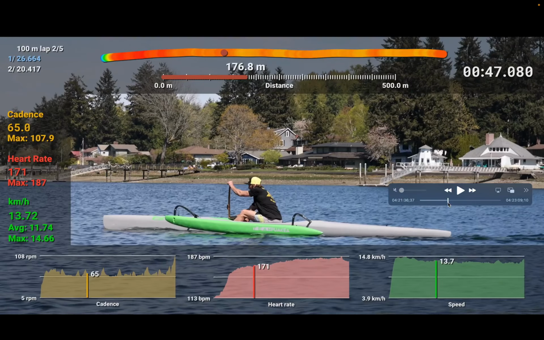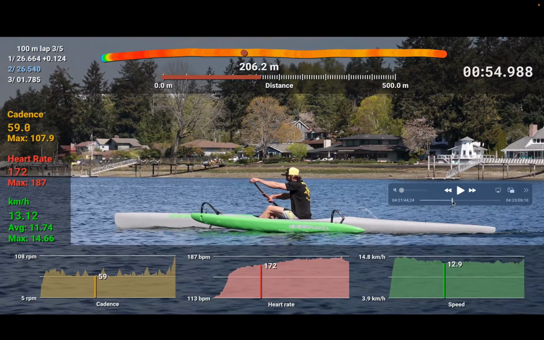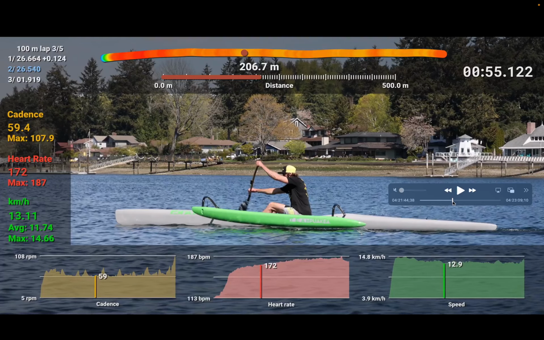something like maybe a 60 average stroke rate, could you have an average speed that's higher? Because then you drop down after that burst to like a 57, maybe because you're tired from that high stroke rate, and you get down to like a 13 or even into the 12s for the first time.